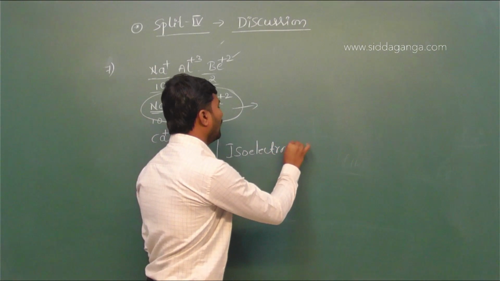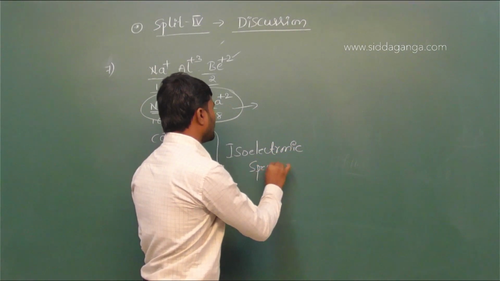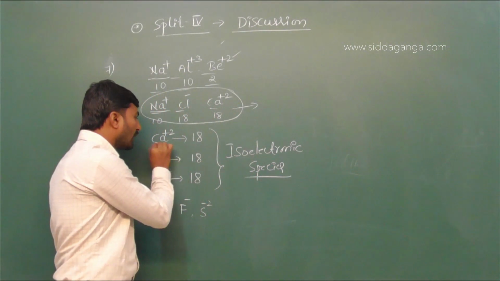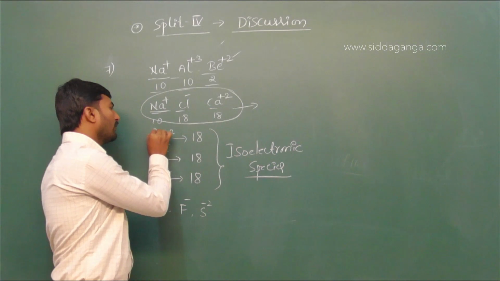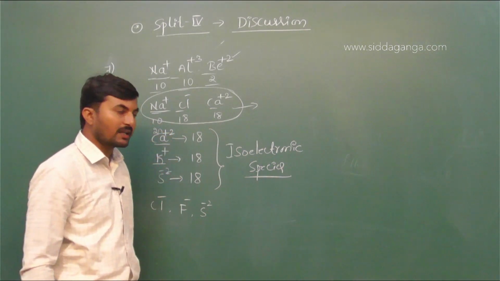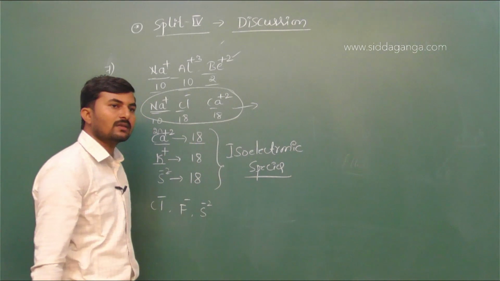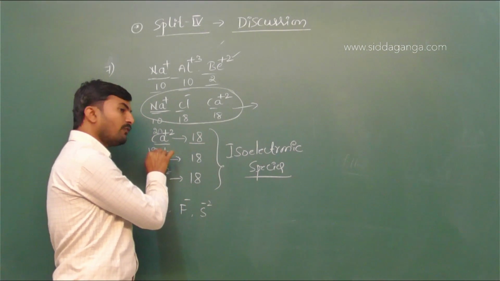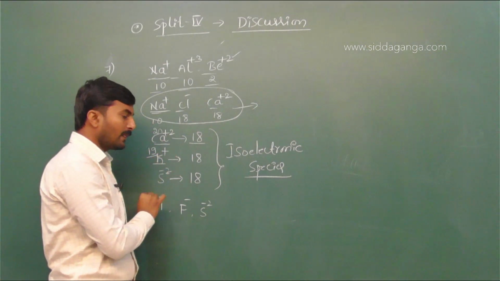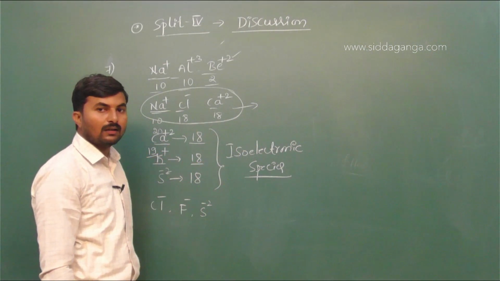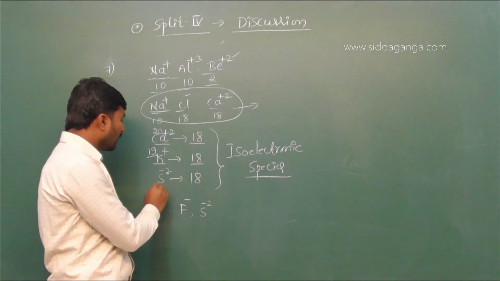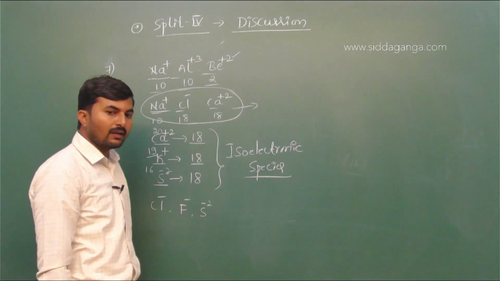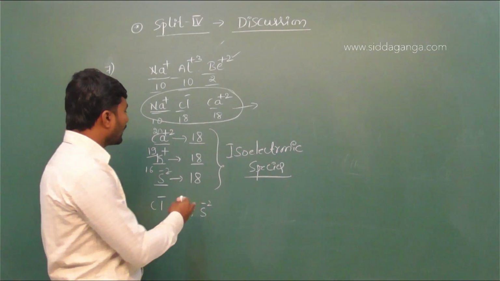What do we call these? Isoelectronic species. These species differ in the number of protons. In calcium the number of protons still remains 20, but it has 18 electrons. In potassium the number of protons still remains 19, but the number of electrons is again 18. In sulfur the number of protons is 16 and the number of electrons is 18. So how can we compare the ionic radii?